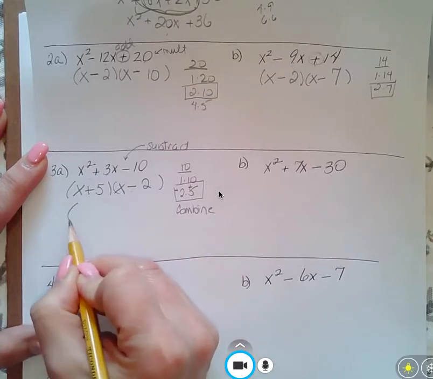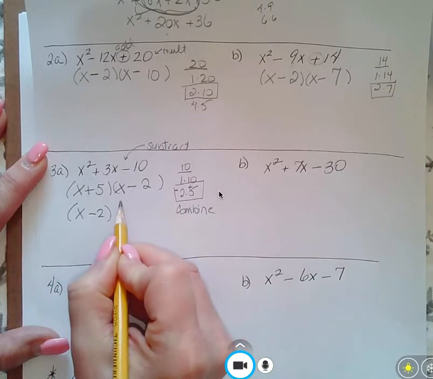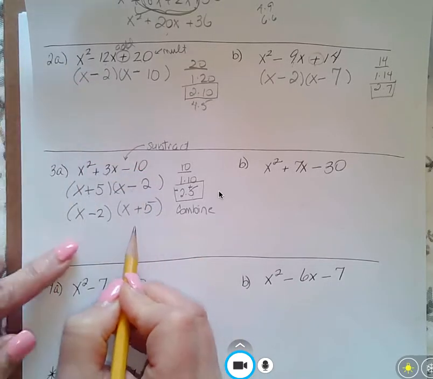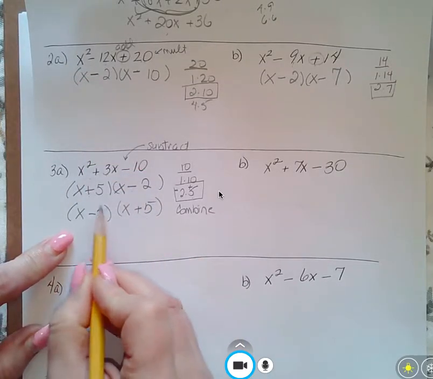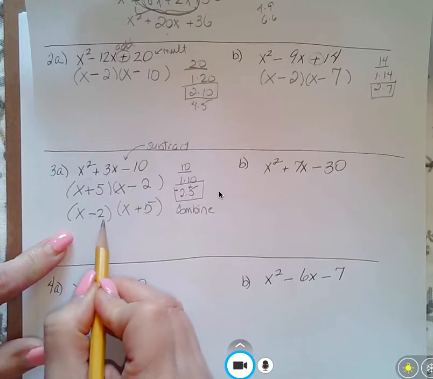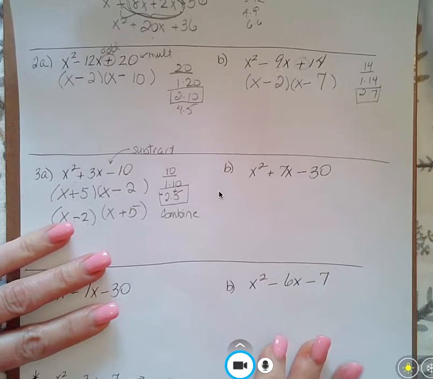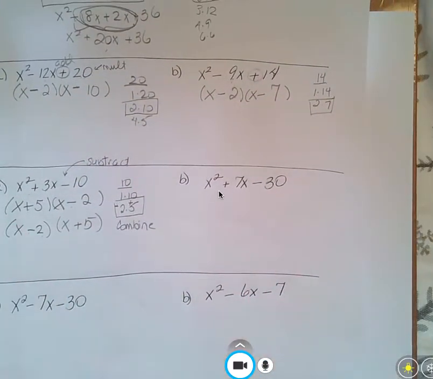By the way, you can also write your factors like this. The order doesn't matter, but it does matter which factor gets the minus sign. The minus has to go with the 2, and the plus has to go with the 5. If you're feeling comfortable here, you can pause and try B.